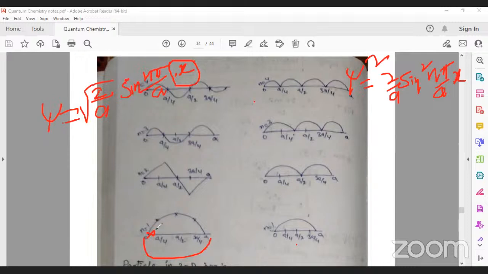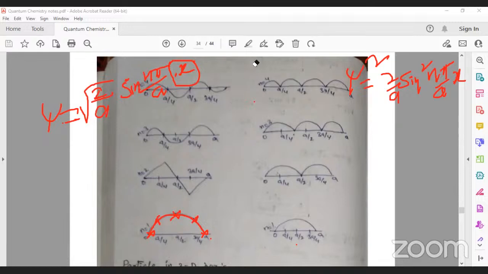Sin 45 is some value that will be here. Like that, a by 2 means sin 90, so it will be here. Then 3a by 4 gives a value here. Then substitute a instead of x, the a gets cancelled, and sin n pi becomes 0. So that's why we get this type of curve when n is equal to 1.